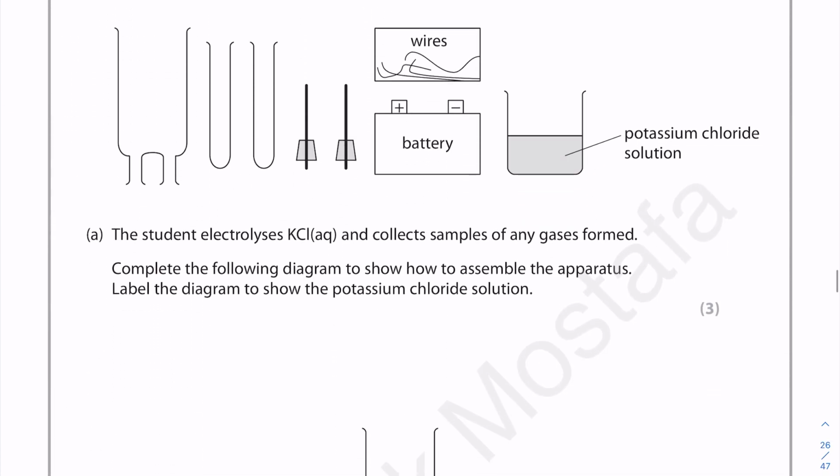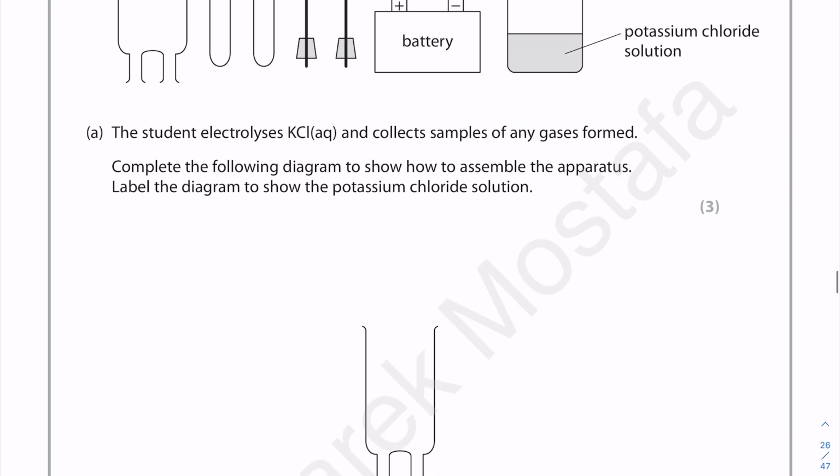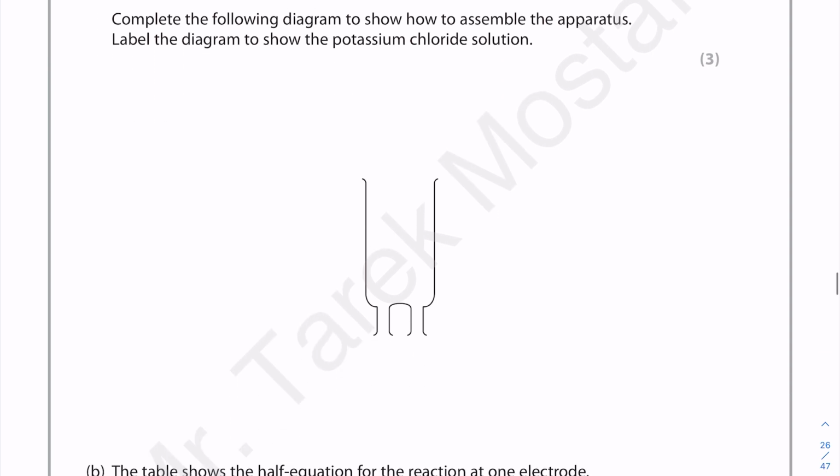Question 20. A student investigates electrolysis using this apparatus, and you are given the apparatus disassembled. The student electrolyzes potassium chloride solution and collects samples of any gases formed. Complete the following diagram to show how to assemble the apparatus. Label the diagram to show the potassium chloride solution.